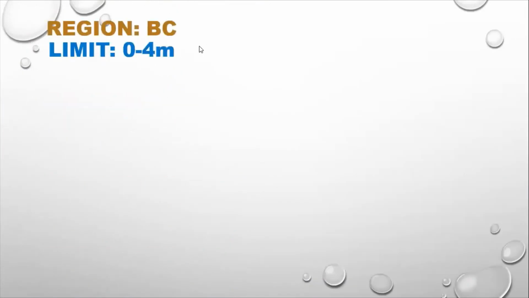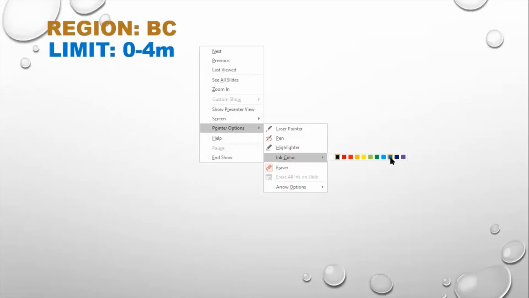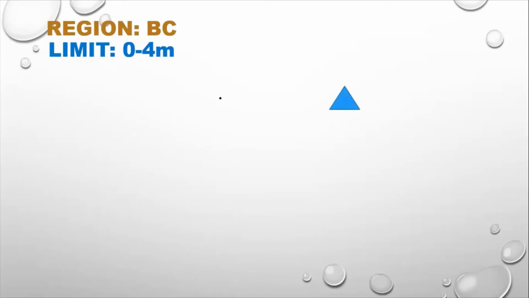If I am moving towards the region BC, I have to take another pointer color. So I am taking blue. The limit is 0 to 4 meter again, because both regions are divided equally: AB is also 4 meter and BC is also 4 meter. In this case, what I have to take is this 450 Newton. Obviously it will come before the section cut, so I have to take it.